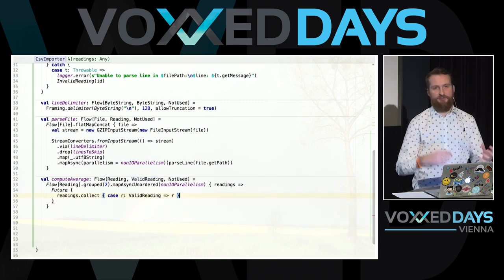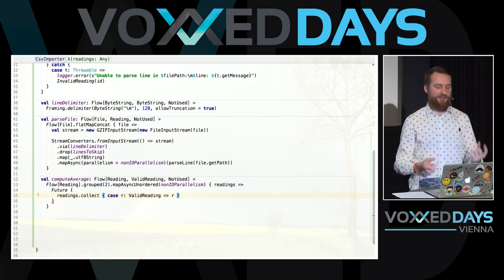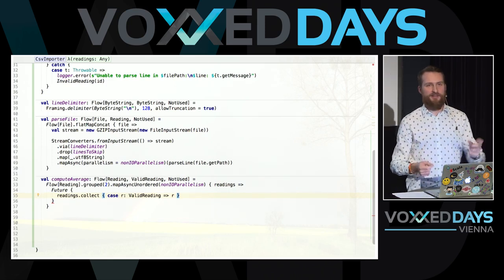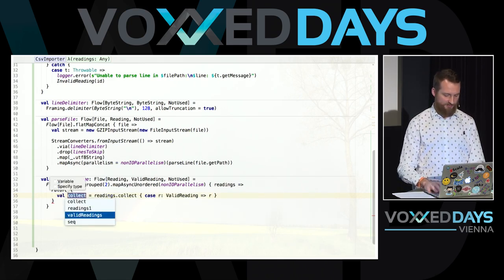And basically for every reading that is an instance of a valid reading, we'll return it. So this is basically filtering, like filter with instanceof if you wrote it in Java. We're filtering out only the readings that are instances of the valid reading. And we'll call it valid readings.